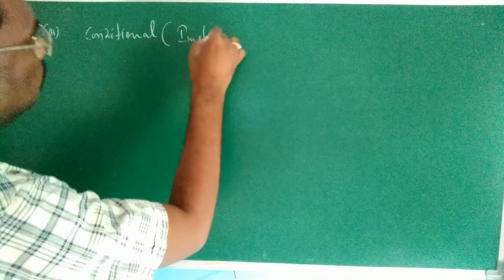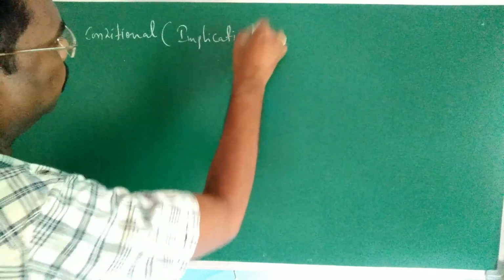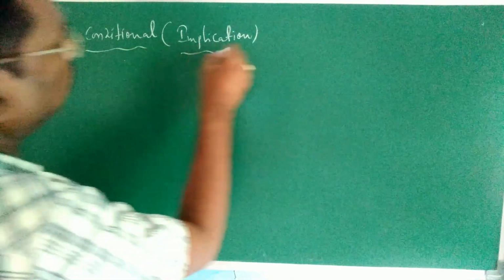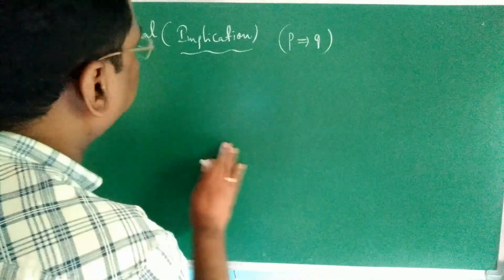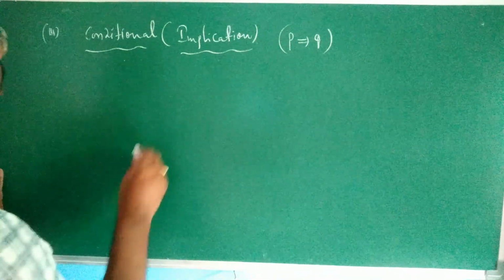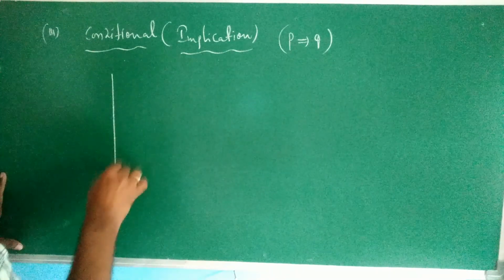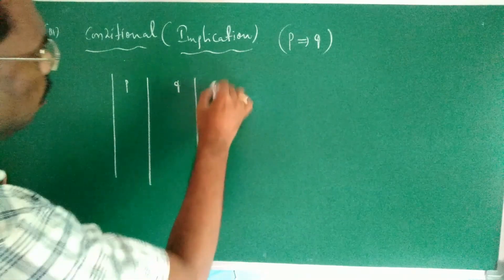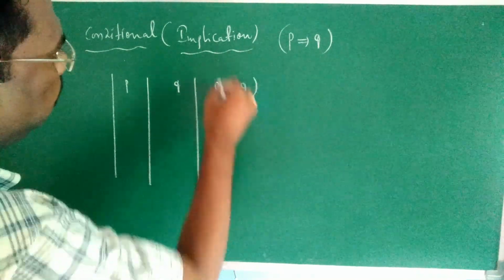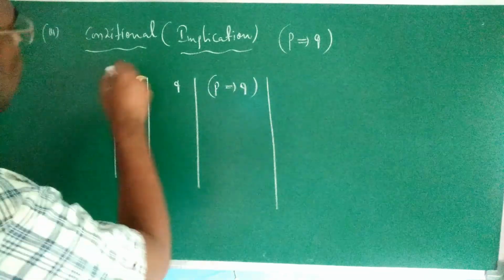Next one, conditional or implication. P implies Q. Now the truth table for conditional: P, Q, P implies Q.